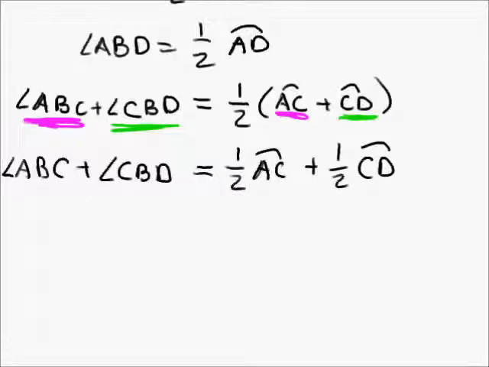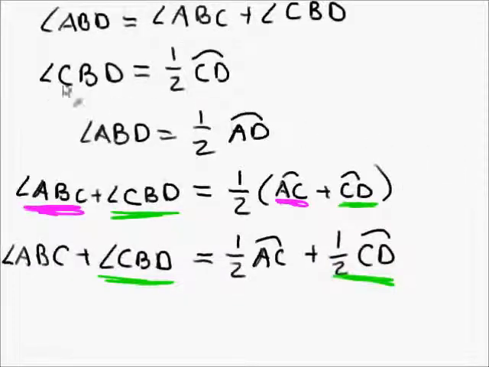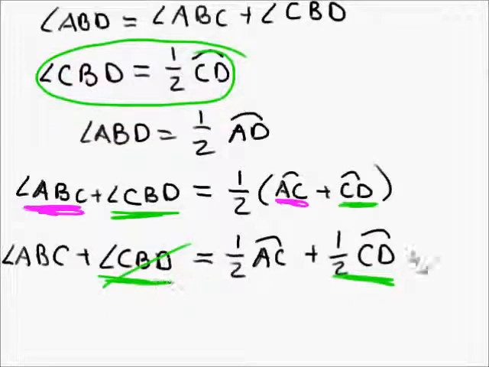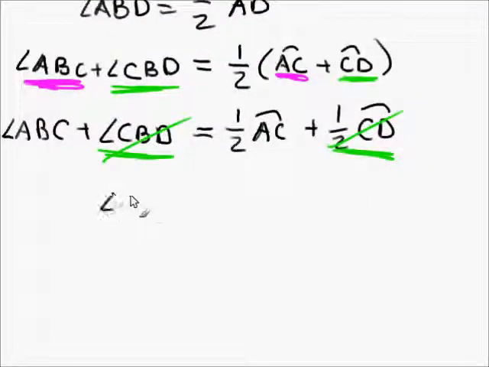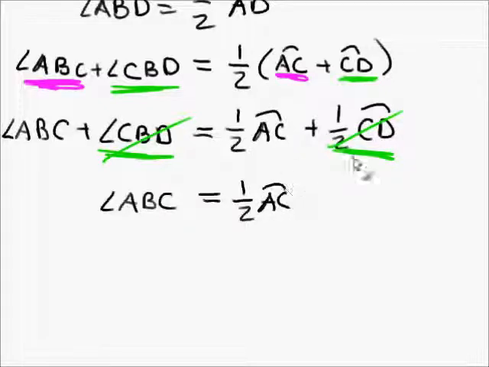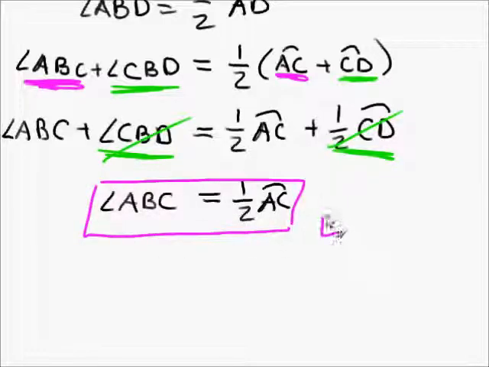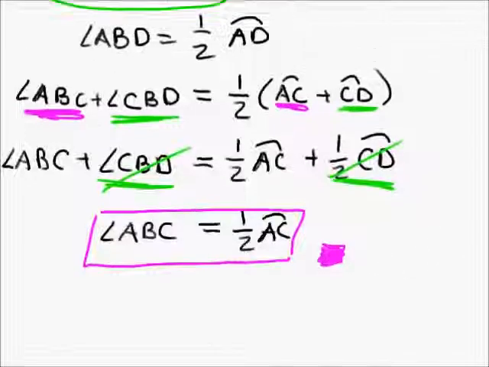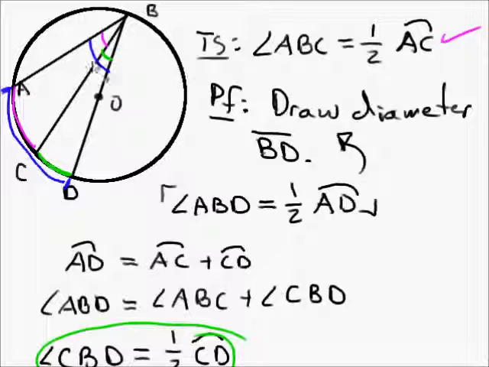Okay, but wait. 1/2 CD, CBD. These are the same. I can cancel them out. I can subtract that measure, whatever it is, from both sides. And what am I left with here? I'm left with, on my left hand side, angle ABC, and on my right hand side 1/2 AC, which is exactly, I believe, what we were trying to show. There we go, we're done. We had to draw a line, but we were able to show it. We did. Alright. Thank you, and until next time, happy geometering.